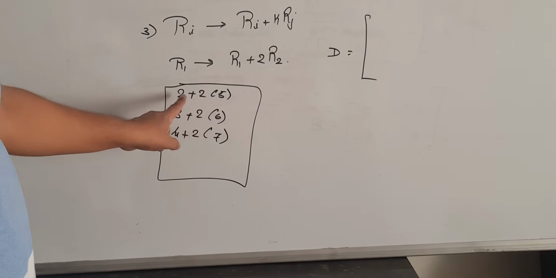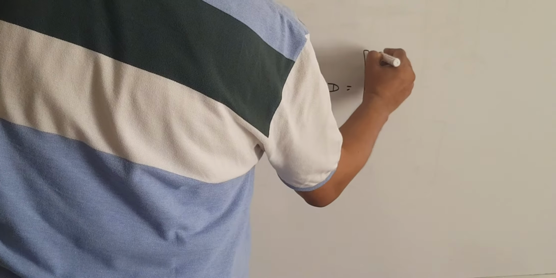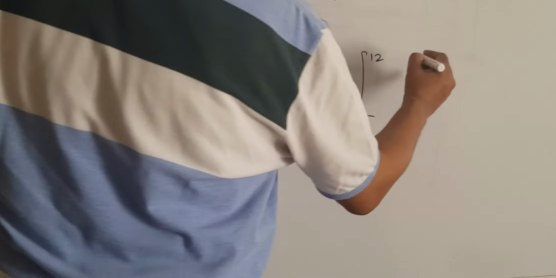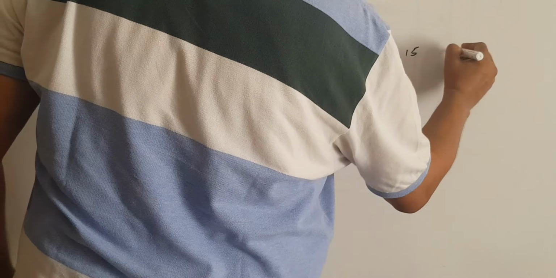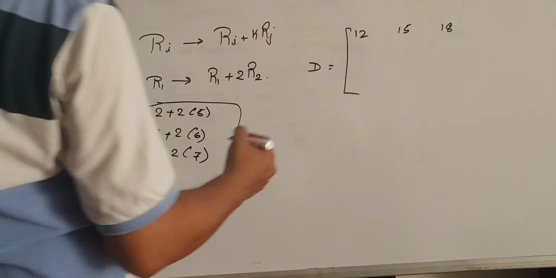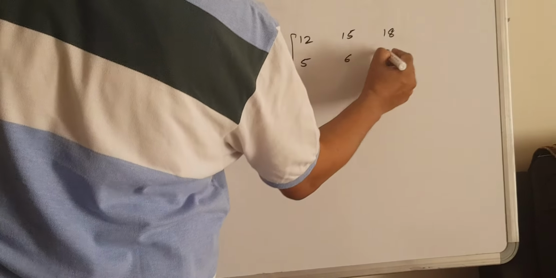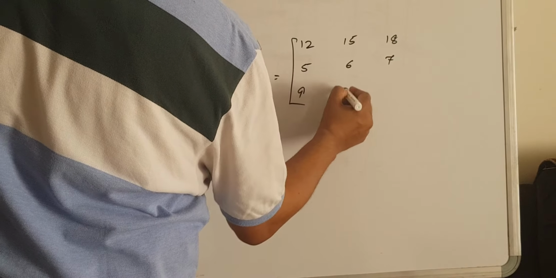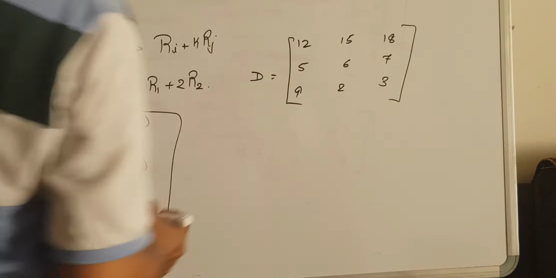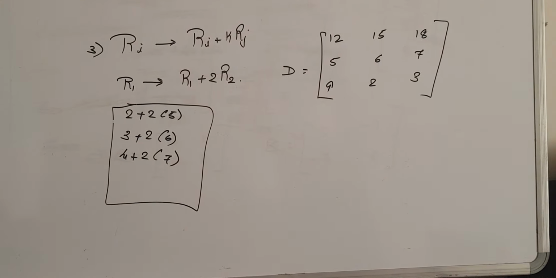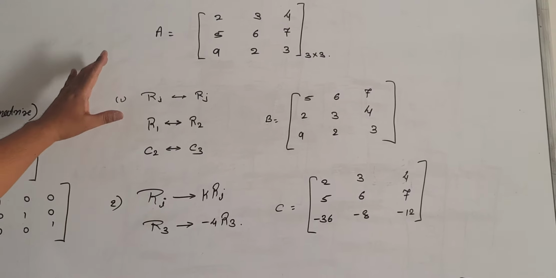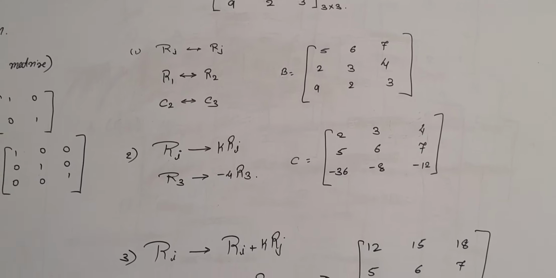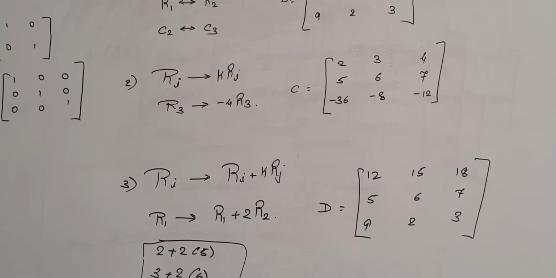Now we calculate: 5 2s are 10 plus 2 is 12, 12 plus 3 is 15, 7 2s are 14 plus 4. Now the rest of the elements are as it is: 5 6 7 9 2 3. So in the next topic, we normally use these three symbols for finding the inverse of the matrix.